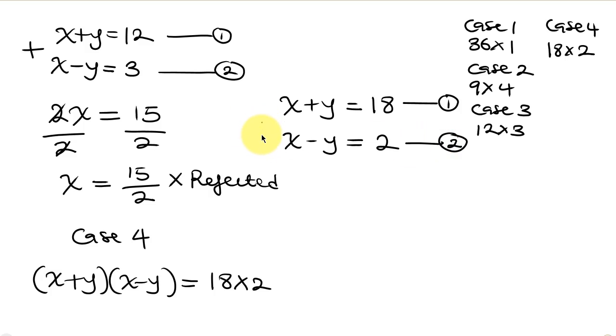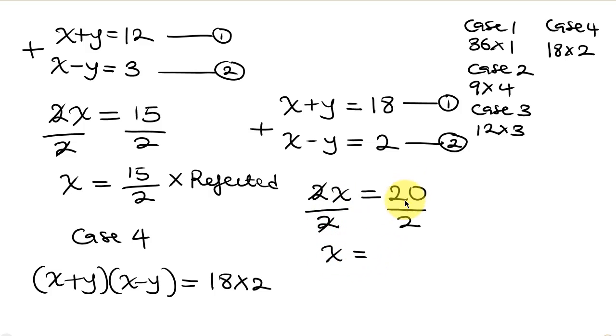Now let's add up the equations on the left and the right. We have x plus x is 2x, y minus y is 0, and this is equal to 18 plus 2, which is 20. Now to get the value of x, all we have to do is divide both sides by 2. Now 2 can cancel out, leaving x equal to 20 divided by 2, which is 10. Good. Now let's put this value of 10 in any of these equations.